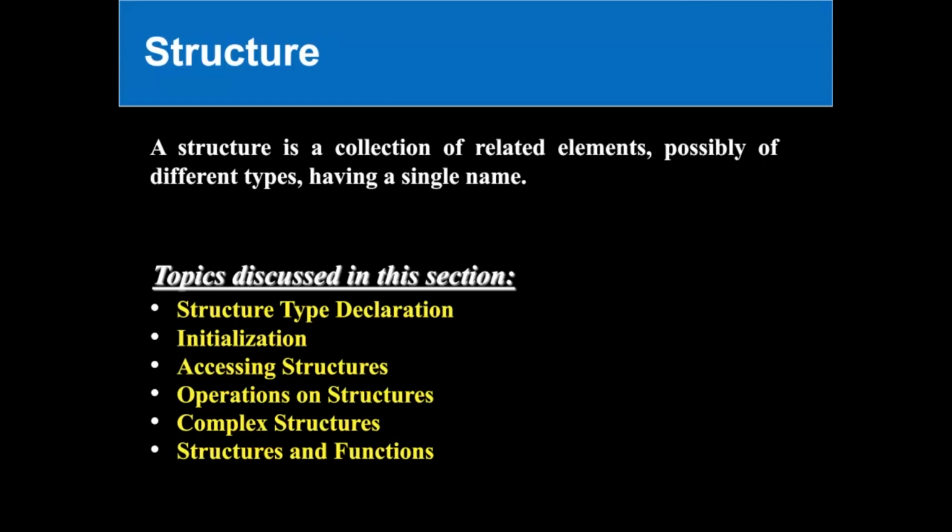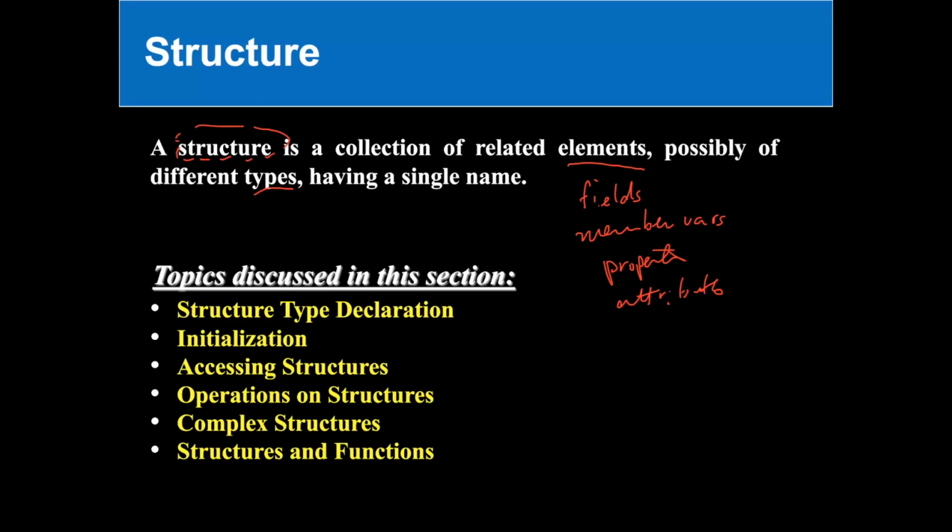A structure is a collection of related elements, and sometimes they could be of the same data type. Sometimes they could be of different data types. In some textbooks, these elements are referred to as fields or member variables, or properties, or attributes. But whatever the case is, just think of this entire structure holding various different elements at runtime.